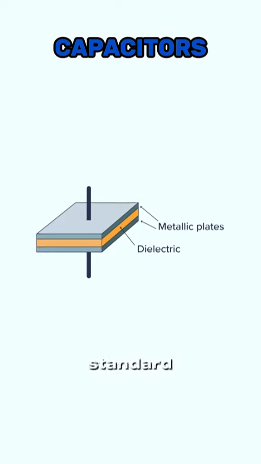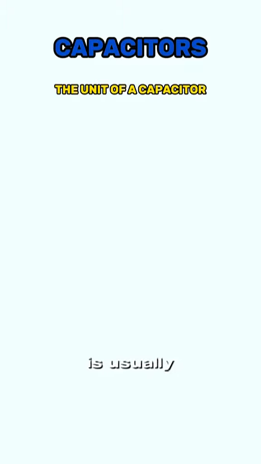Capacitance has its own standard unit. The basic unit of capacitance is a farad, but a farad is a large unit for practical tasks, so capacitance is usually measured in subunits of farads. These are microfarads or picofarads.